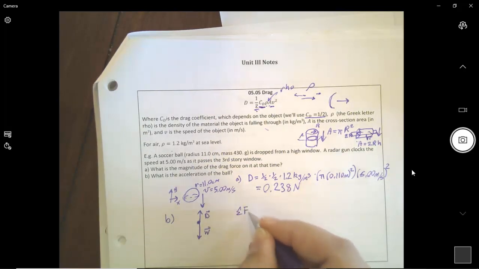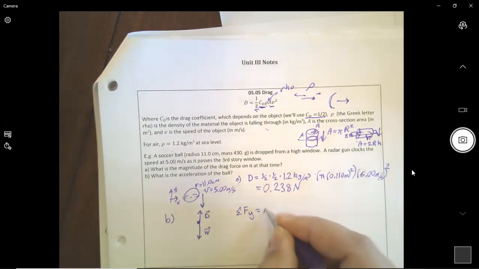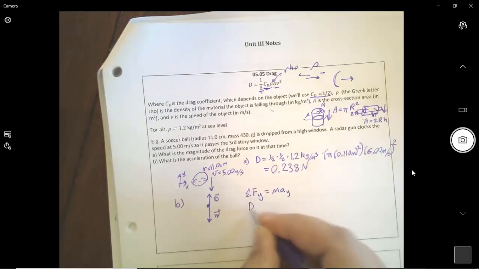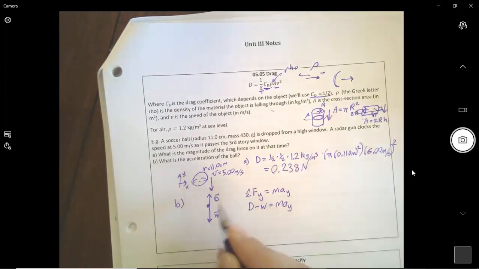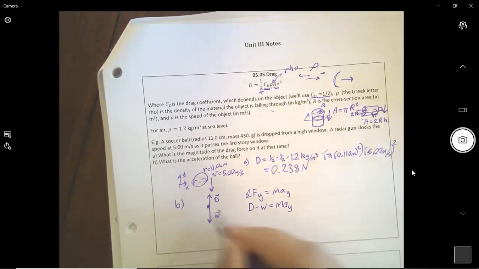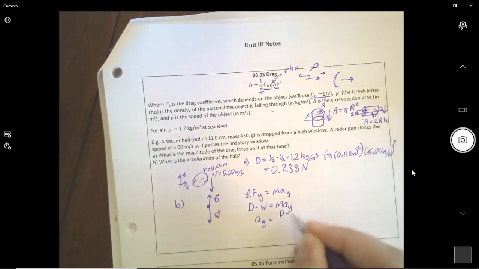So we're going to be doing sum of forces in the y direction is equal to m a_y. So that means that drag minus weight is going to be equal to m a_y. All the forces pointing up get a plus sign. All the forces pointing down get a minus sign. So a_y is going to be equal to (D minus W) over m.